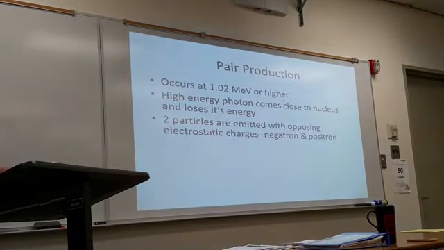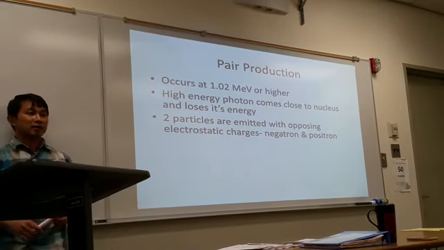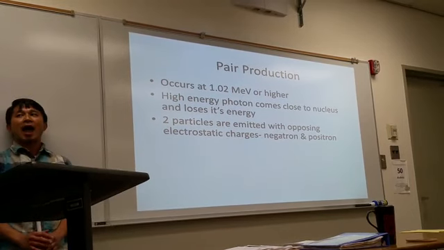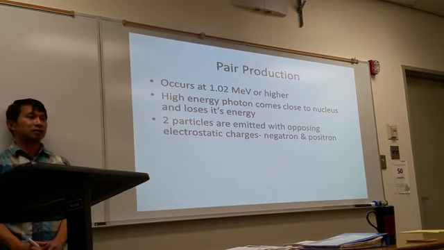Pair production. Is pair production scattered radiation or secondary radiation? It occurs at a setting of 1.2 mega electron volts or higher. Because it occurs at 1.2 mega electron volts, pair production usually does not occur in diagnostic X-ray. It usually occurs in radiation therapy X-ray because it uses mega volts. In diagnostic X-ray, we only use up to what? kV.